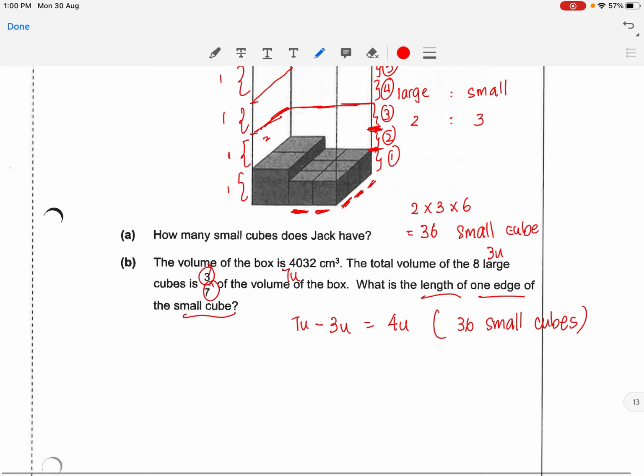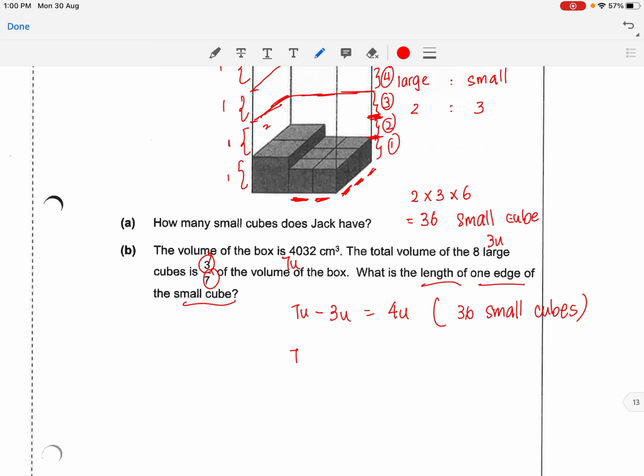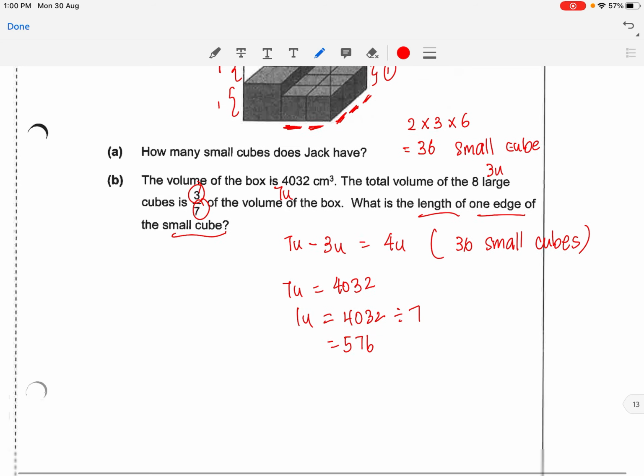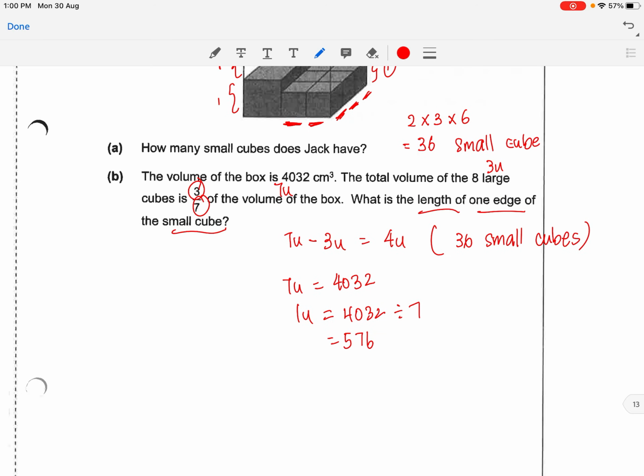Okay, so let's find the total. 7 units equals 4032. I will need to use the unitary method. 1 unit, so 4032 divided by 7, you will get 576. So I need to find 4 units to find the total volume of the small cubes. Times 4, I'll get 2304, but that is not all.